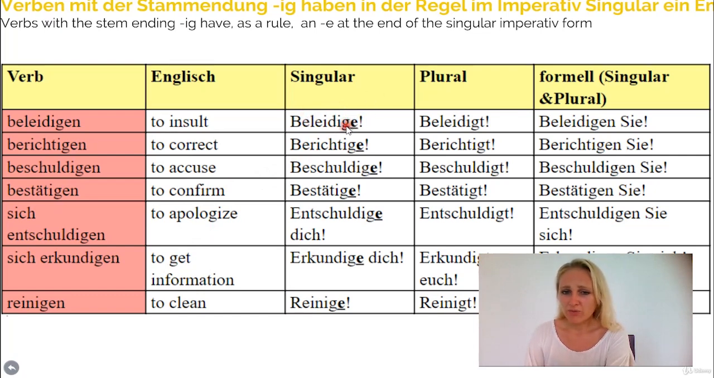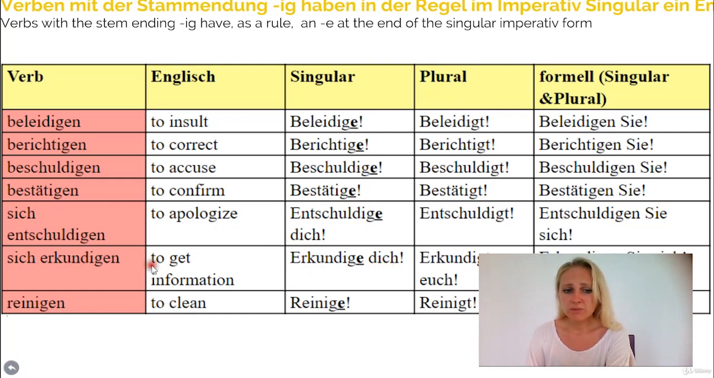In the slides before, we learned that you just use the stem of the verb for the singular imperative form, but for this group of verbs you have to add an extra e. So beleidige, berichtige, beschuldige, bestätige, entschuldige dich. Sich entschuldigen is reflexive, to apologize, so we say to apologize oneself. So here you have to add the reflexive form. Entschuldige dich, apologize yourself. It means like apologize.